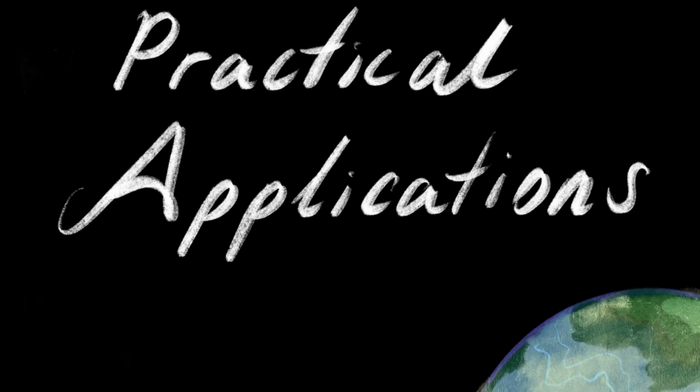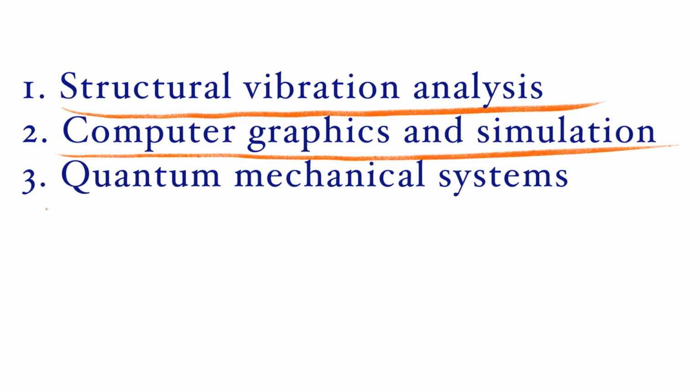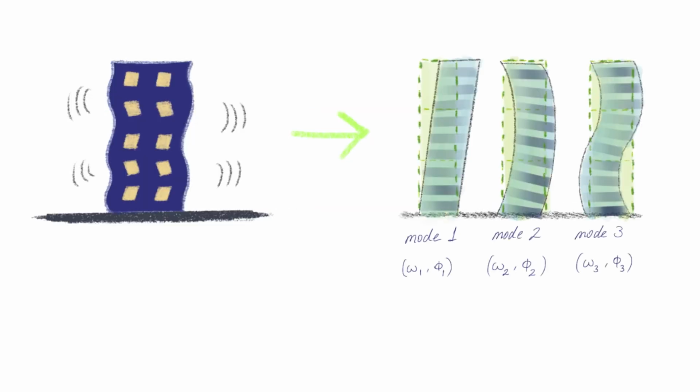Okay, now we know how to solve an eigenvector and eigenvalue problem. We can talk about the practical applications. Three major examples include structural vibration analysis, computer graphics and simulation, quantum mechanical systems, and many more. But we're going to expand on the first one. Every structure, whether it's a bridge, an apartment, or a bookshelf, has certain ways it naturally tends to vibrate. These are its natural frequencies, expressed as eigenvalues.